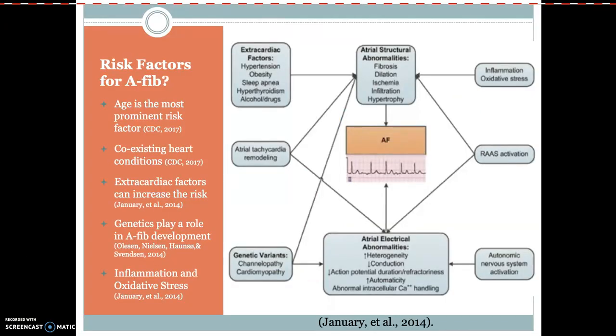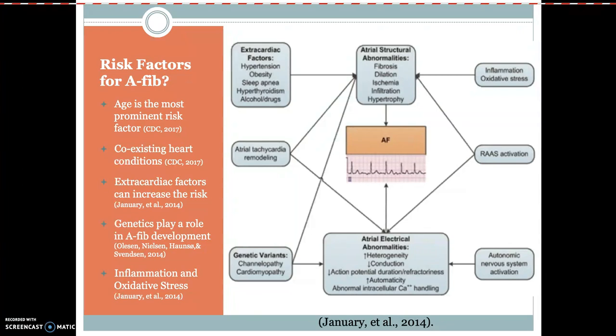So there are quite a few risk factors for developing atrial fibrillation. Age is the most prominent risk factor, with approximately 1% of patients being under the age of 60 and the rest being older than that. Conditions affecting the heart, such as fibrosis, hypertrophy, and large chambers of the left side of the heart, heart failure, and ischemic heart disease also increase the risk of developing AFib.